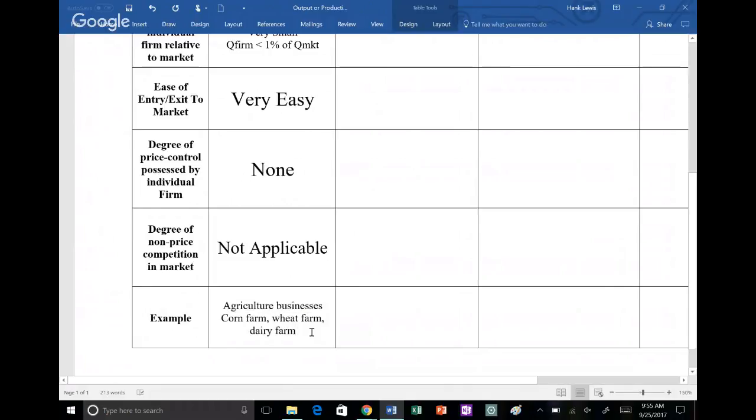Examples: your agricultural businesses like corn farms, wheat farms, and dairy farms. And some of y'all remember back from unit number one that they will have a horizontal demand curve for the firm fixed at P star.